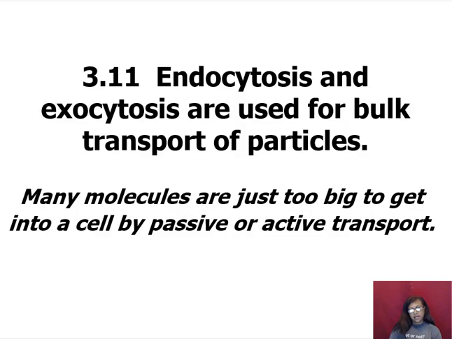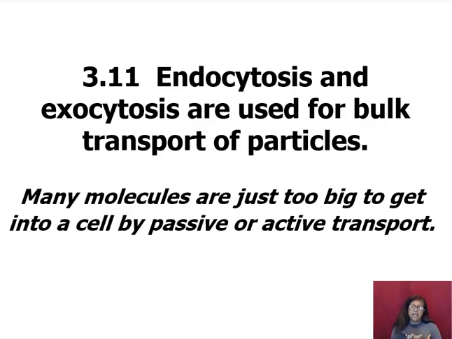But there's another way that a cell can actually get particles inside that it needs. So terminology here. It can use what's called endocytosis. Again, I want you to lean on your Greek and your Latin prefixes and suffixes. So endo means inside. Cytosis is the cell. So endocytosis, inside the cell. Exocytosis, exo means outside, cytosis the cell. So exocytosis is when the cell is putting something outside the cell.